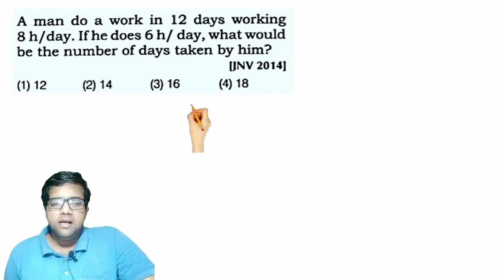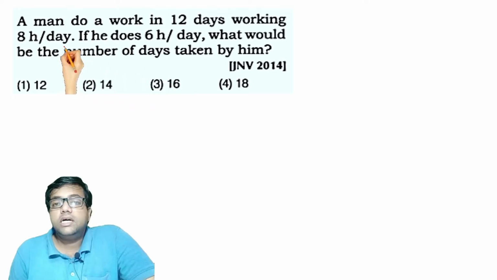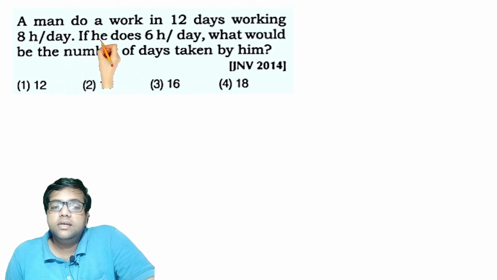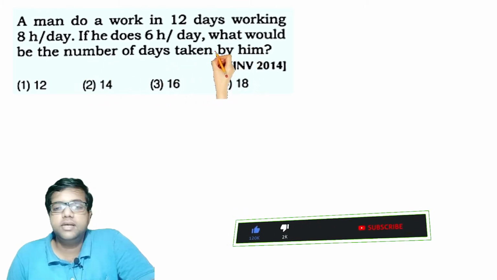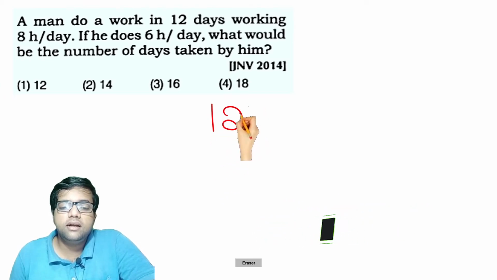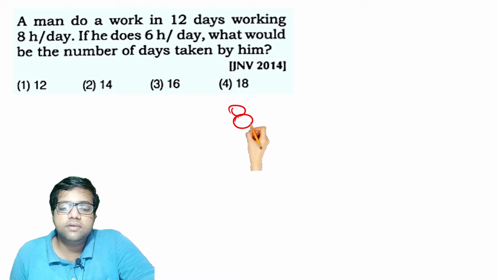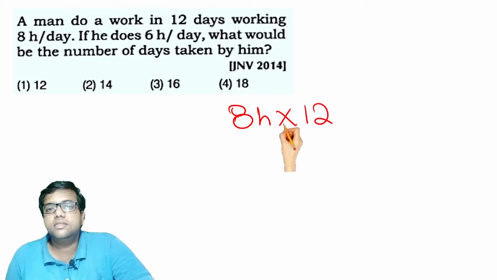Let's move ahead. A man does a work in 12 days, working 8 hours per day. If he works 6 hours per day, what would be the number of days taken by him? So he is working for 12 days, right? And every day he is working 8 hours. 8 hours, and he is working for 12 days. This is the total work he is doing.